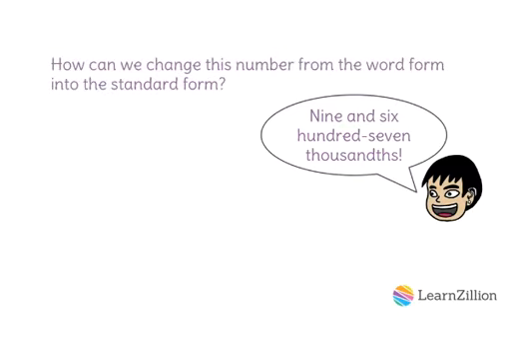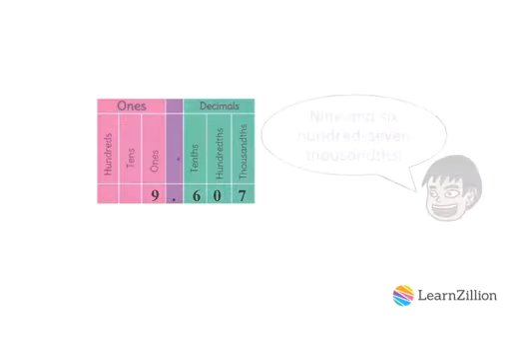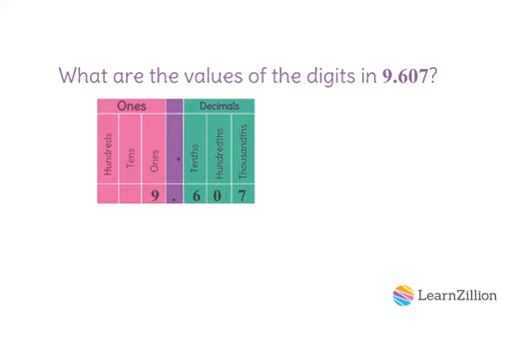How can we change this number from the word form into the standard form? The word and tells us there is a whole part in this number. There are 9 wholes. The word thousandths tells us that this number extends to the 1,000ths place value. We can write 9 and 607 thousandths in the place value chart to help us show the place value of each digit. What are the values of the digits in 9 and 607 thousandths?